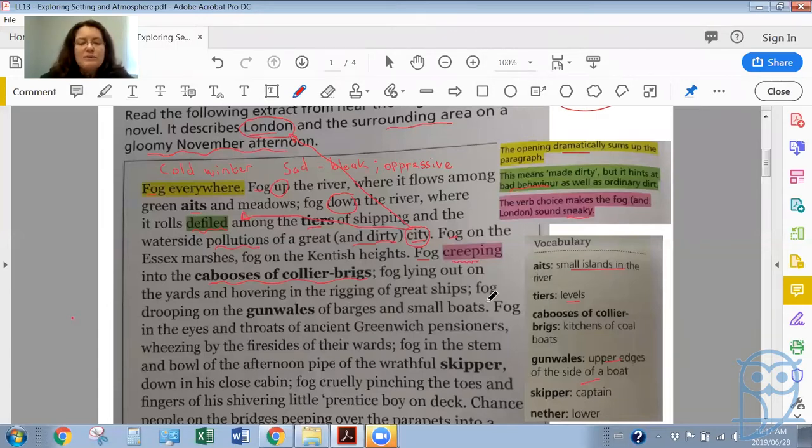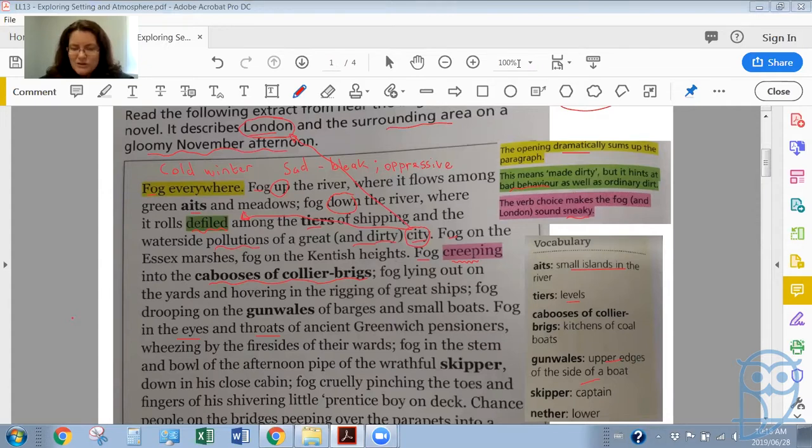So this is all setting, and now the writer focuses on people. Fog in the eyes and throats of ancient Greenwich pensioners. And here I would ask you, well, why is the fog in the eyes and throats of ancient Greenwich pensioners? What's being said here? And I'll try one more time to get that chat box up. Great. Good, it came up. Well, because it makes them seem a bit unwell, doesn't it?